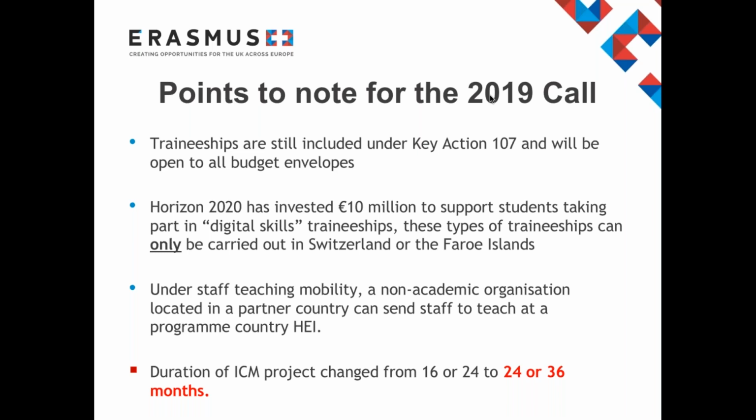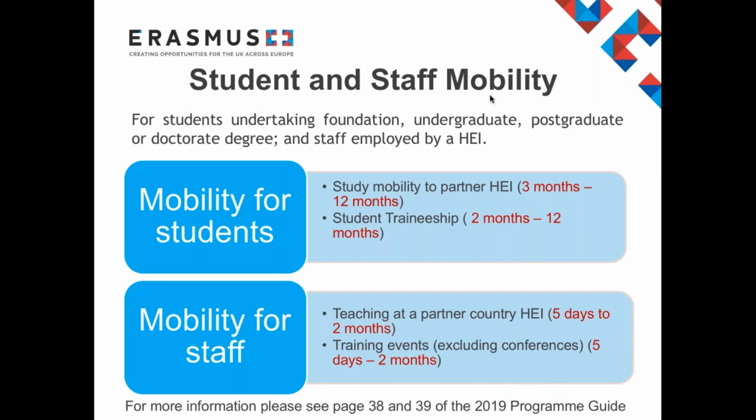The only major change from the 2018 call is the duration of ICM projects, which changed from 16 or 24 to 24 or 36 months. Like KA 107, ICM is a grant for student and staff mobilities. There are 4 types of mobility activities in the KA 107.